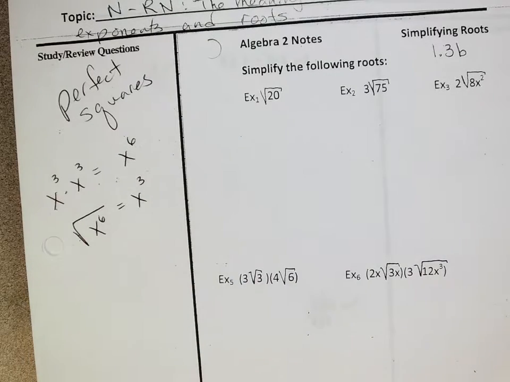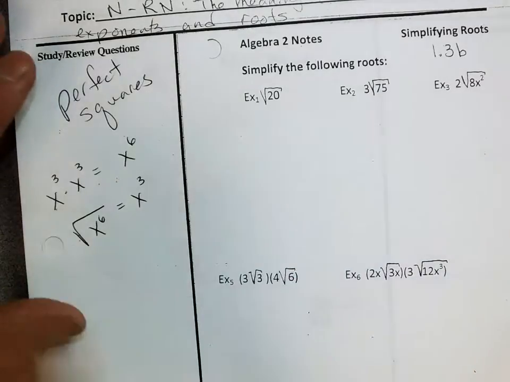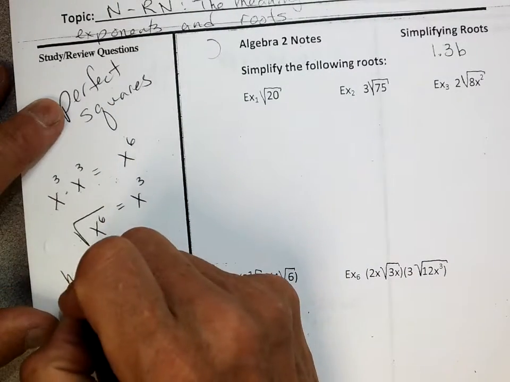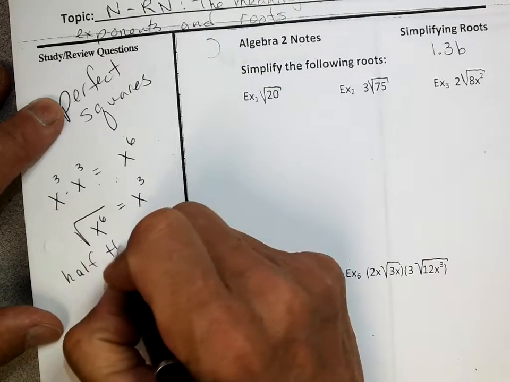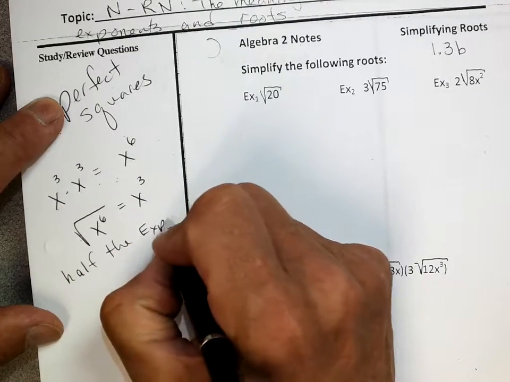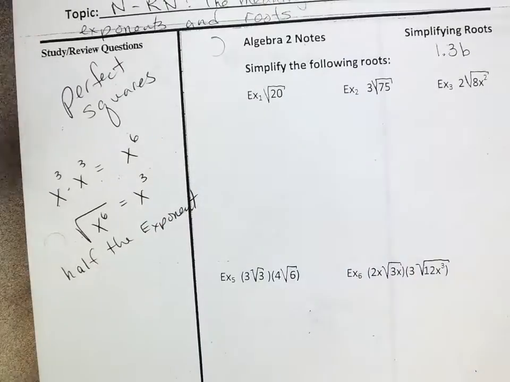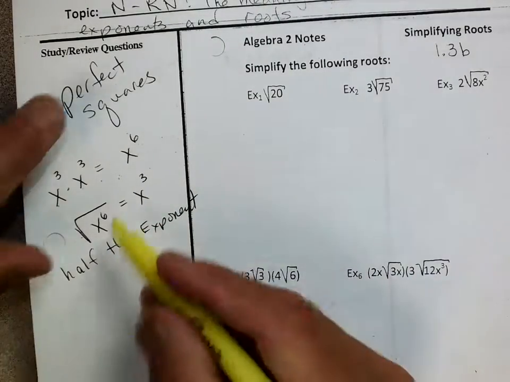So what did I do? Give me a real quick little rule. What did I do? Divide the exponent by 2. Right, I took half. We're saying the same thing. So I took half the exponent. It had to be an even number to take half the exponent. So let's go ahead and highlight that. I took half the exponent, okay?